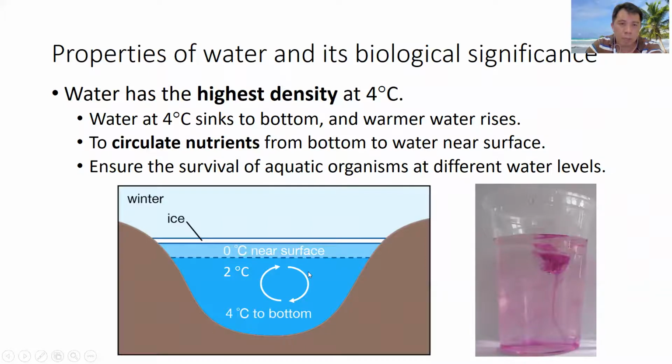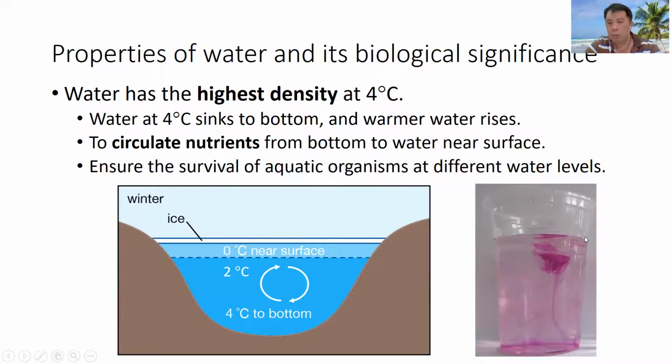So they form a circulation. They circulate nutrients. The nutrients at the bottom will be brought up, and the nutrients from the top, near the surface of the water, they bring down, they sink. So this circulation of the nutrients ensures the survival of the aquatic organisms. They can obtain the nutrients at different water levels.